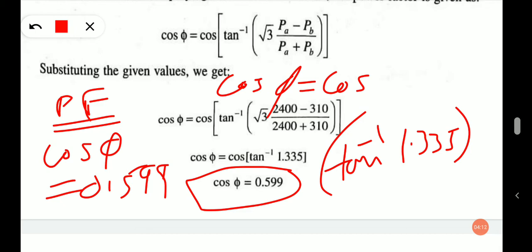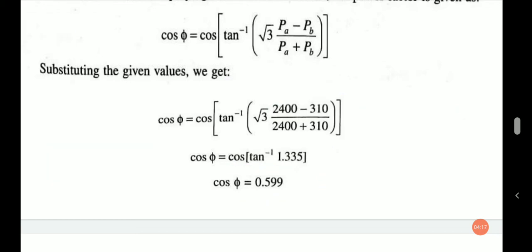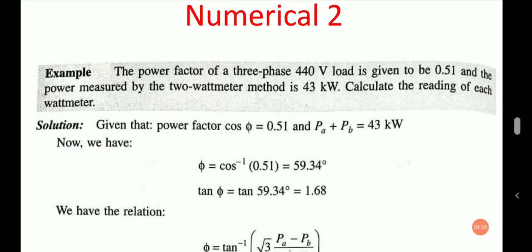Now we will see another example. Example: the power factor of a three-phase circuit load is given to be 0.51 at 440 volt, and the power measured by the 2 wattmeter method is 43 kilowatt. Calculate the reading of each wattmeter.